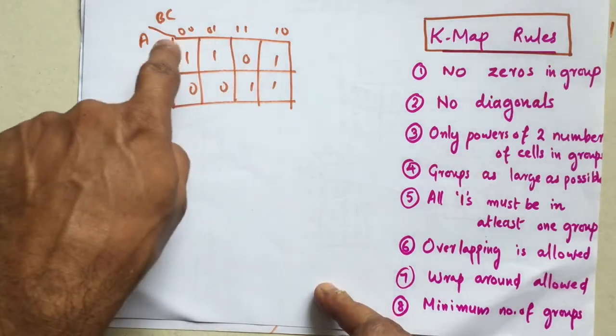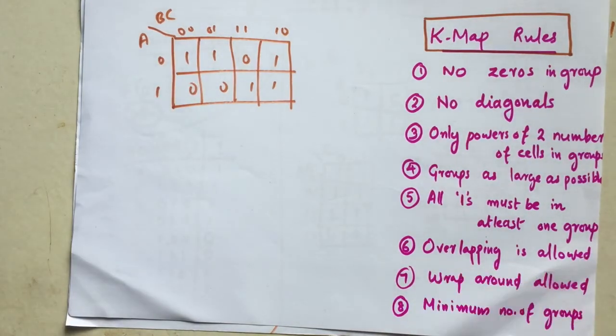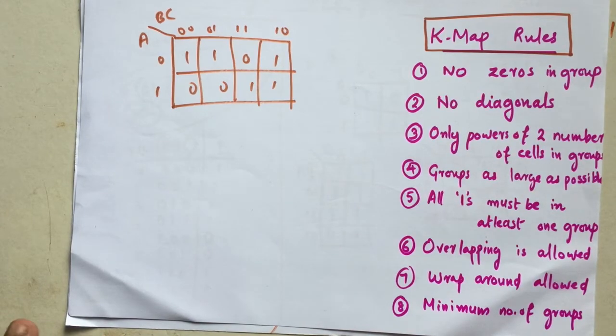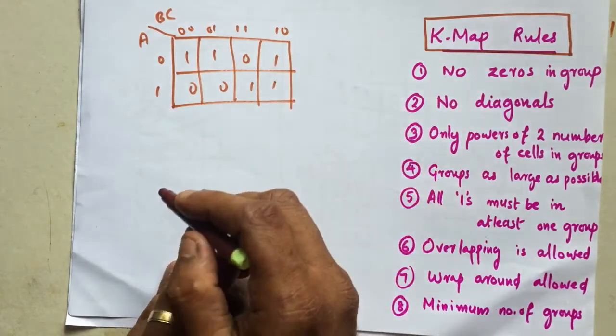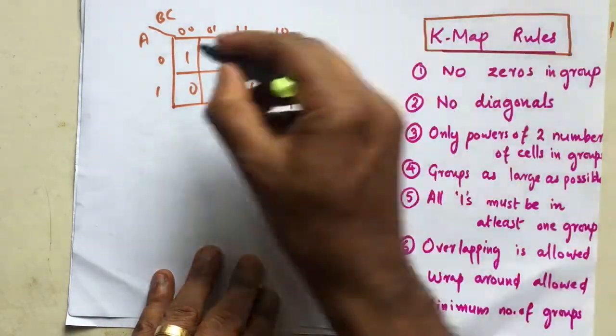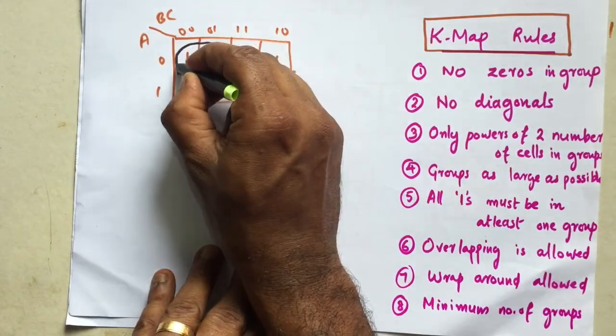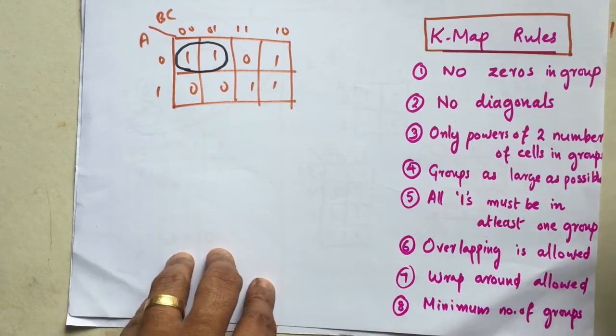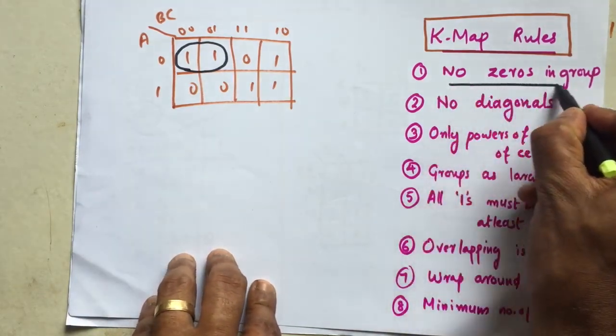I have to group these cells. Once we enter the values in a K-map, you have to go for grouping. Now, no zeros. That means I am taking only ones here. So these one and one can be in one group. This can be in one group. I'm grouping it, which means I am not taking zero. No zeros in group.